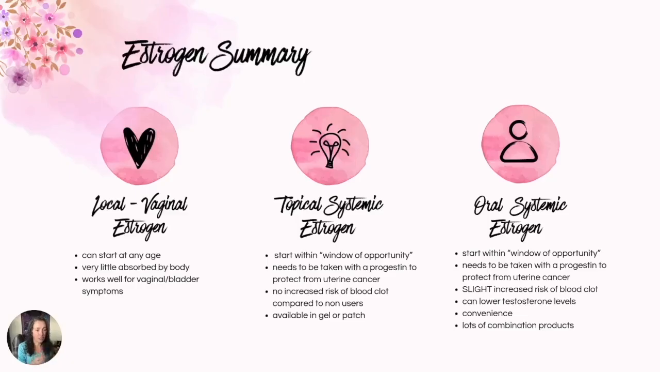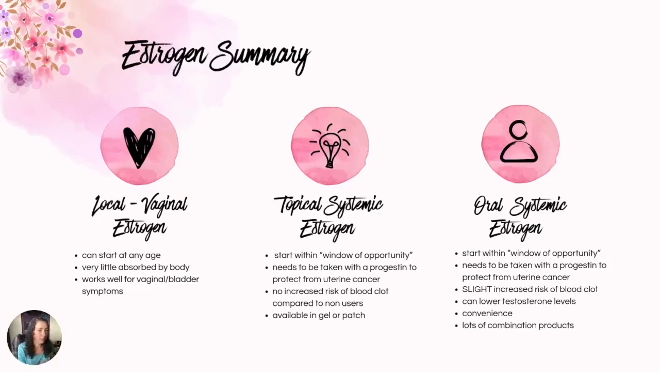So if you're starting to have symptoms, start early. Get yourself checked to make sure it's nothing else. But once you've made sure that it's nothing else, then start some vaginal estrogen, and it can make a huge difference. So that's the local estrogen, and then there's also the systemic estrogen, the whole body estrogen, which can be topical, so that's the patches and the gels.